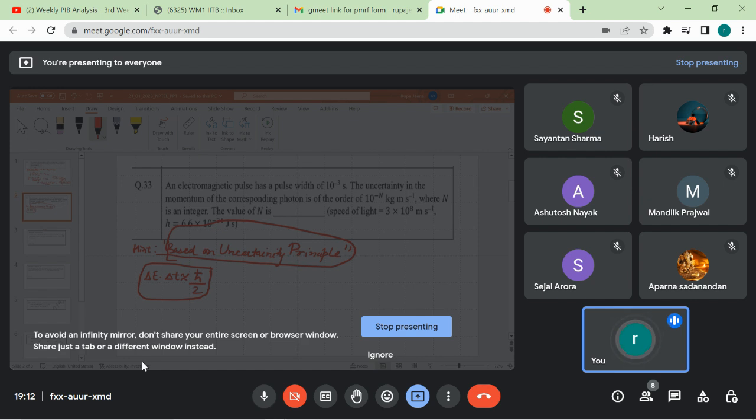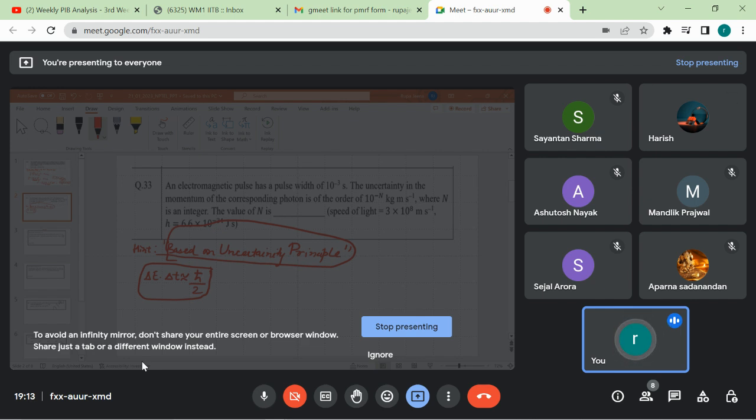But here uncertainty in the momentum is given, and you know in a photon, what is the formula for E? Because the photon rest mass is zero. So the energy formula is E is equals to under root P square C square plus M naught square C to the power 4. But in photon case, rest mass is zero. So E is equals to PC. So replace E with PC.